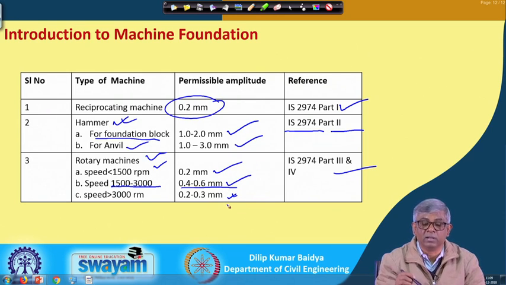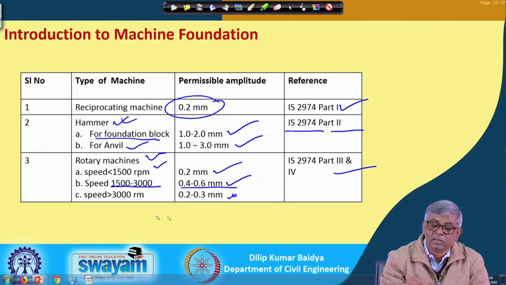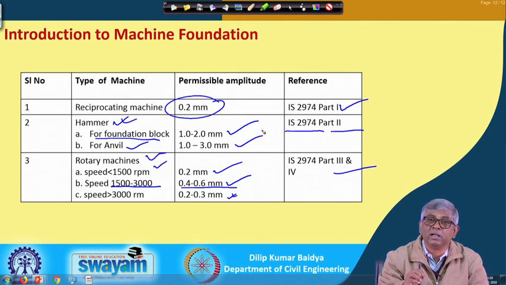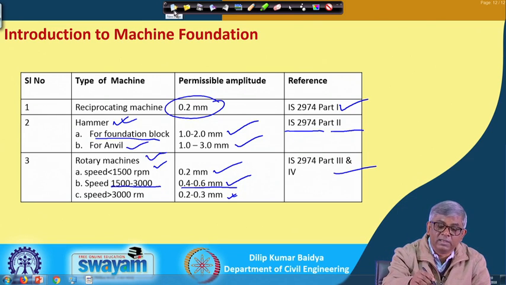So, these are all codal guidelines. While designing, you have to keep the amplitude within this, and if you keep it within this limit, most of the problems I have mentioned will be avoided in general.